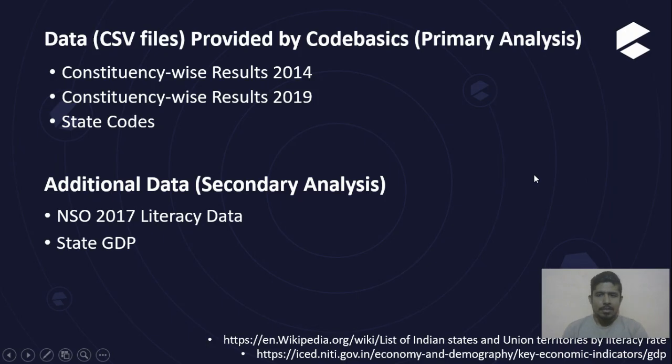So this analytics presentation is divided in two categories. First one is primary analysis, for which the data files are provided by Codebasics, that are constituency-wise results 2014, constituency-wise results 2019, and state codes. And for answering queries related to secondary analysis, I need additional data. So in this analysis, I used 2017 literacy data of National Statistical Organization and state GDP data of Niti Aayog.